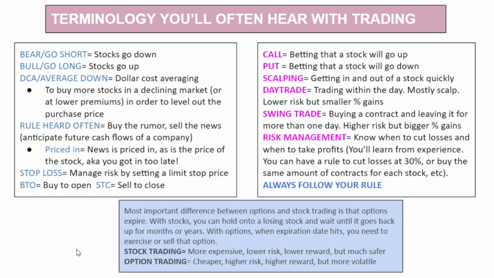The difference between stock trading and options trading is that stock trading requires a lot more initial capital, which gives you lower reward, but it's a lot lower risk and it's a much safer form of investment. With options trading, it requires lower capital, but it gives you a lot higher reward with that small capital, but it is a lot higher risk and a lot more volatile. So why do people trade options over stock?